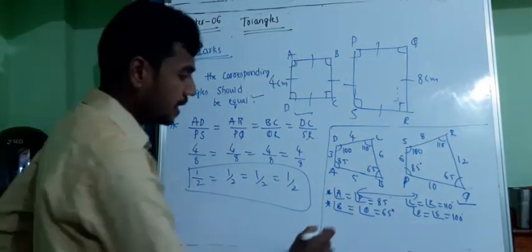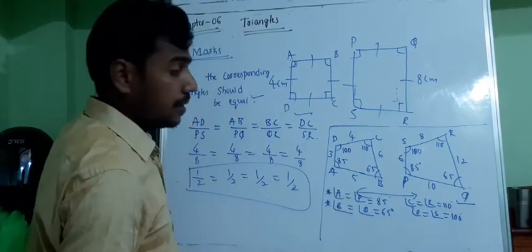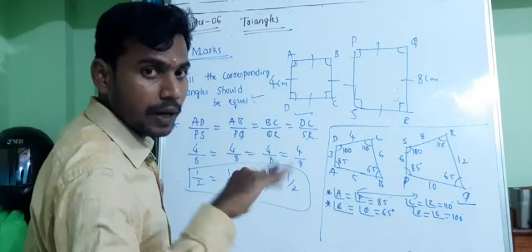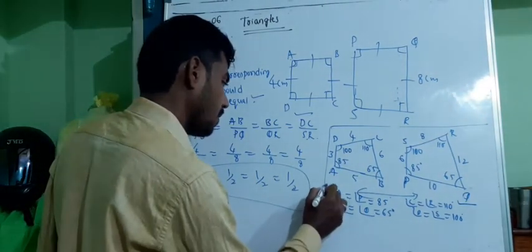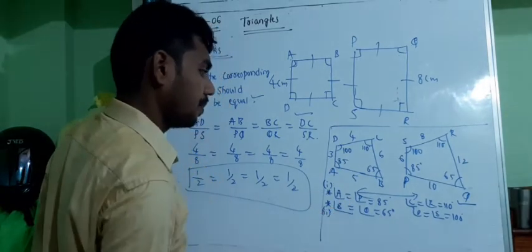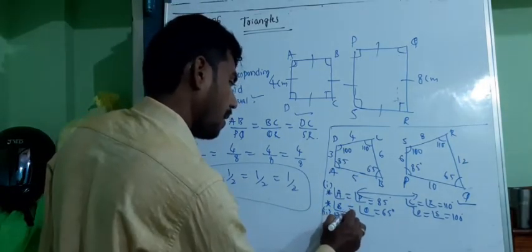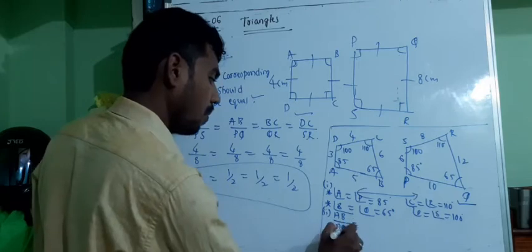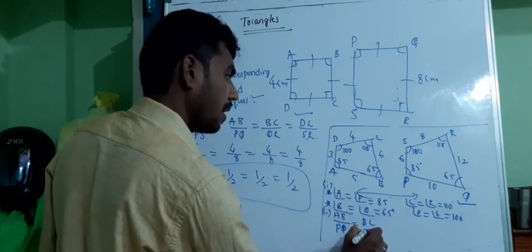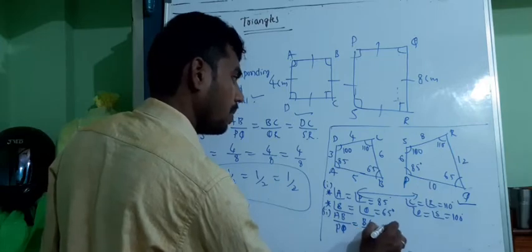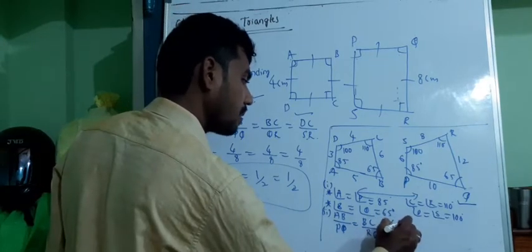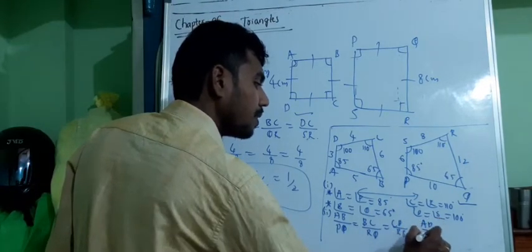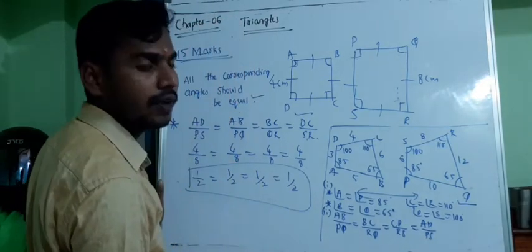Next condition is whether the ratio of corresponding sides is equal, or they should be in proportion. This is the first case. Second case: AB divided by PQ should be equal to BC divided by QR, should be equal to CD divided by RS, should be equal to AD divided by PS. So we will substitute the values, and we will check whether they are equal or not.